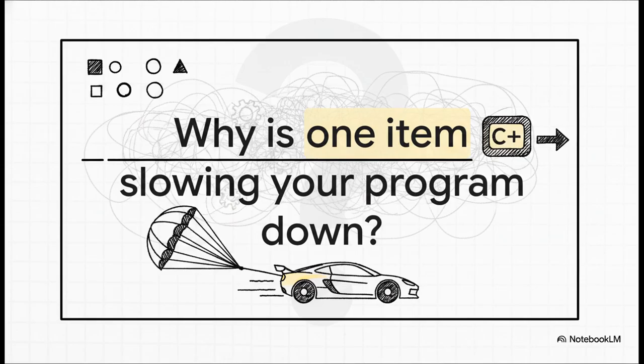So think about this. Why does adding just one single item to a container potentially slow down your entire program? It sounds like the easiest thing in the world, right? You've got a list, you tack an item onto the end, and you move on. But beneath that simple action is a massive, completely overlooked bottleneck. When your code is firing millions of times a second, those tiny hidden instructions the compiler tacks on to prepare for the worst-case scenario, they act like a parachute dragging behind a sports car.